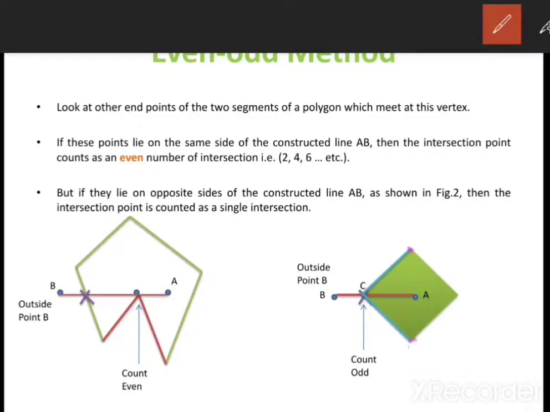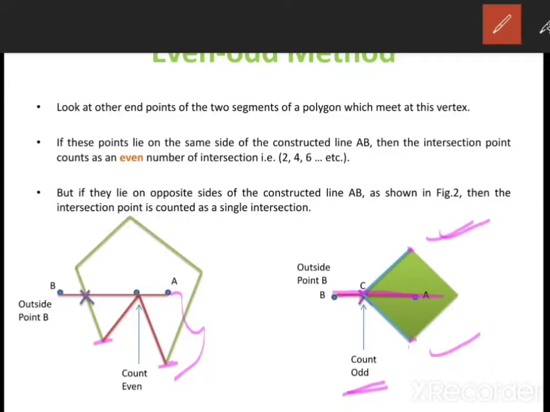So now these two endpoints, you can see that they are on the opposite side of this line AB. This is the line AB, this one is on one side, one point is on the other side. So you can see that these 2 points are on the opposite side. So in that case, what you have to count over here? You have to count as odd. What we have done previously, in that these 2 points are on the single side of AB, right. They are not on opposite sides, but here you can see that they are on the opposite side.